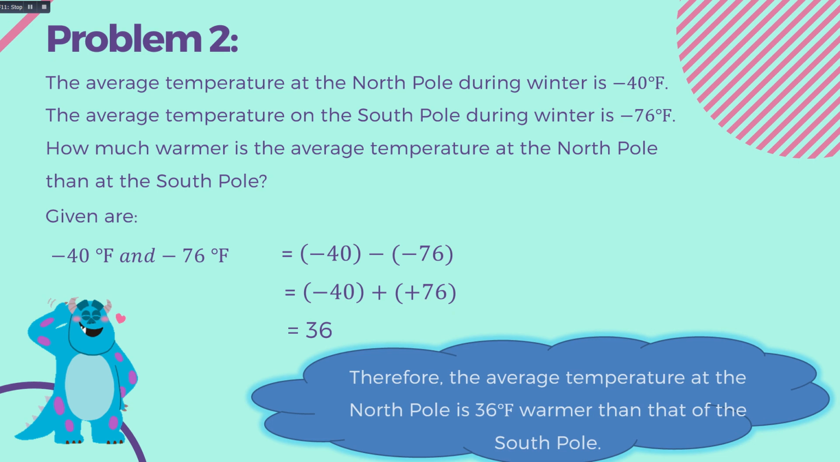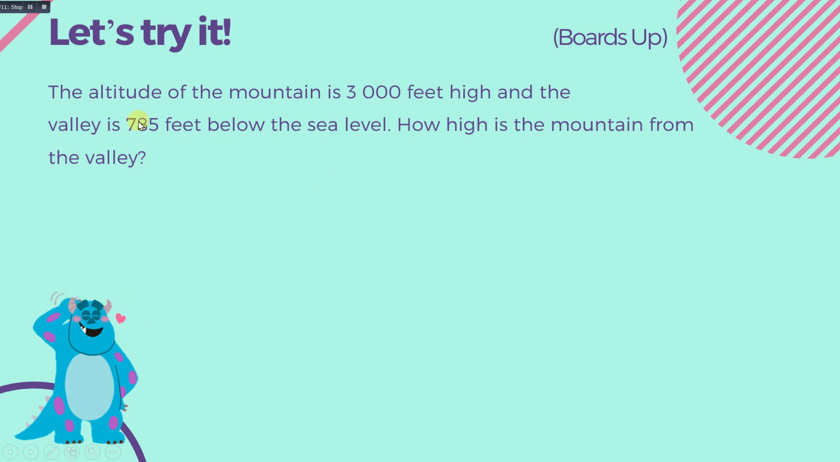And when we say below the sea level, it is supposed to be a negative number. Again, change the operation from subtraction to addition. Change the sign of negative 785 to positive. And do the proper addition rule. To add, 4,684 is the final answer. Therefore, the mountain is 4,684 feet high from the valley.